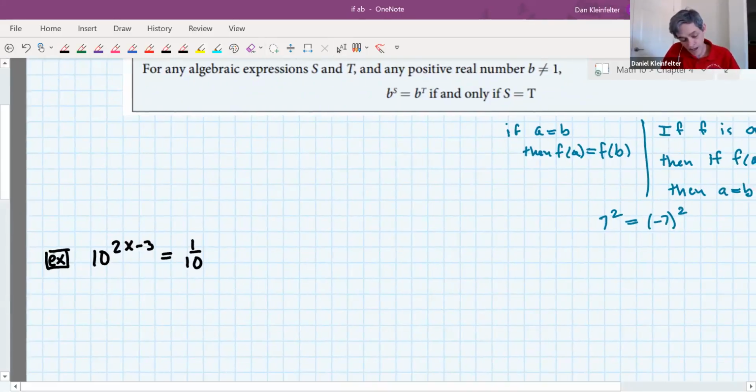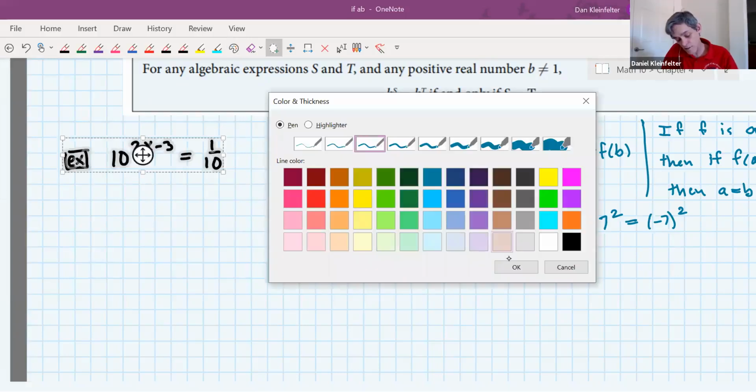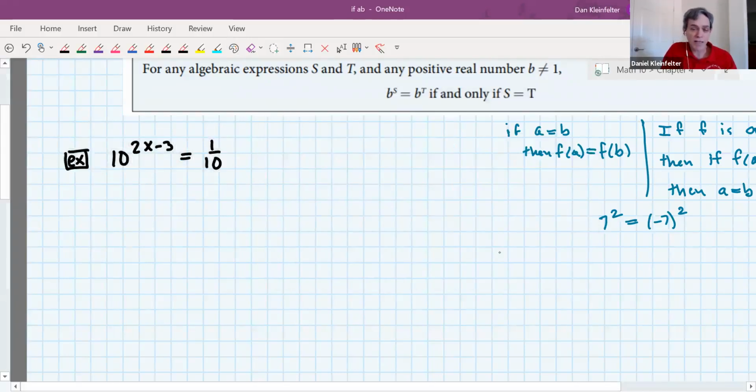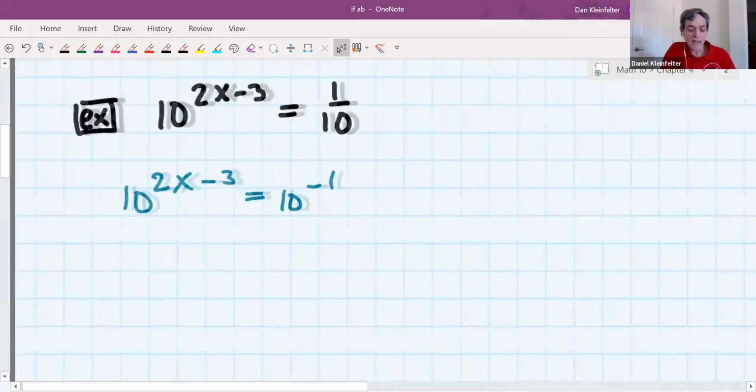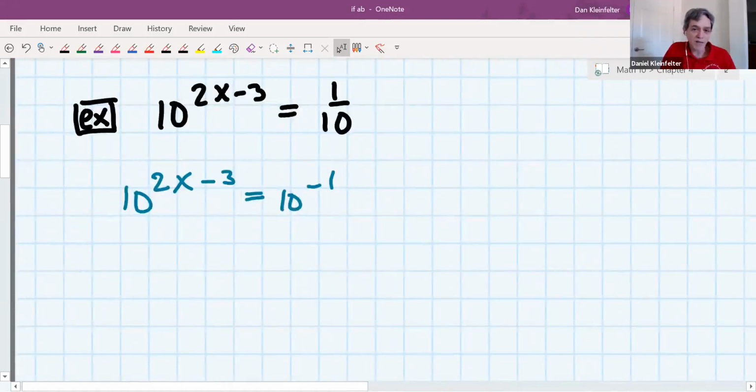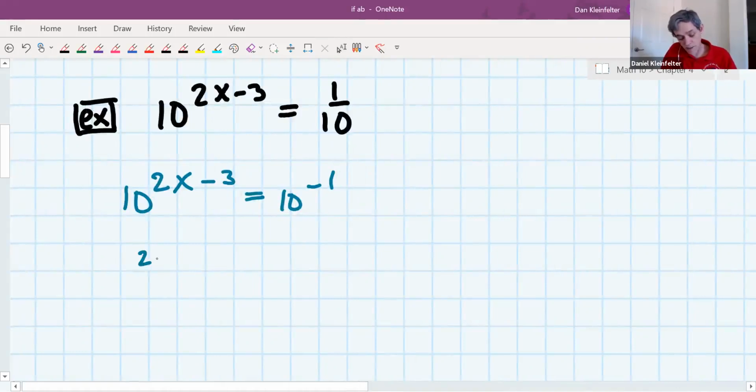This one says we have 10 raised to the 2x minus 3 power, and that's equal to 1/10. What we're going to do is first rewrite both sides as powers of the same thing, and then use that 1-to-1 property. The left side is already written as a power of 10. The right side, 1/10, is the same as 10 raised to the -1 power. Now we're going to use the fact that this exponential function is 1-to-1, and we can conclude that 2x minus 3 equals -1.